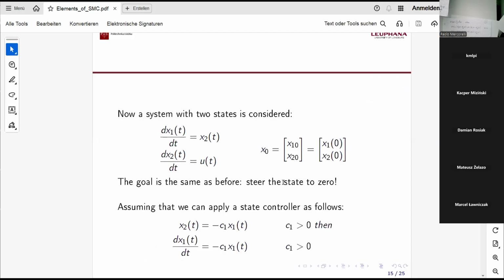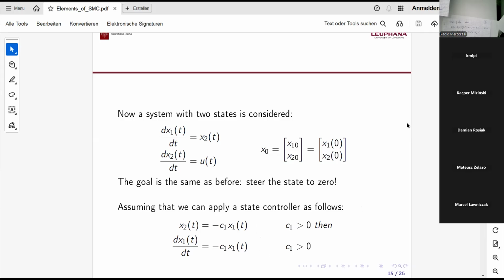Do you remember this example? This example is exactly our example, to state it exactly, no, because it seems to be more complicated in our case. But look at this. The derivative of x1 is equal to x2. Then we have the derivative of x2 equal u. Of course, in our case we have a lot of things together with u. But what was the idea? The idea was, if x2 is equal to minus c1 multiplied by x1, remember this.